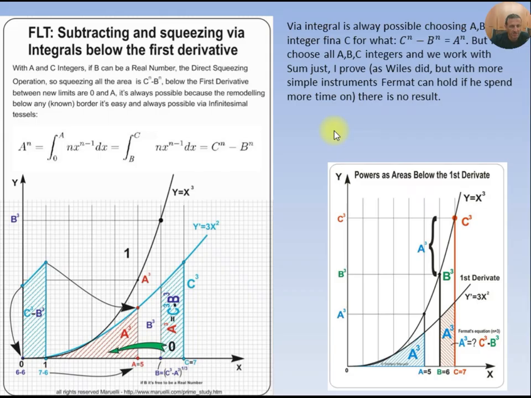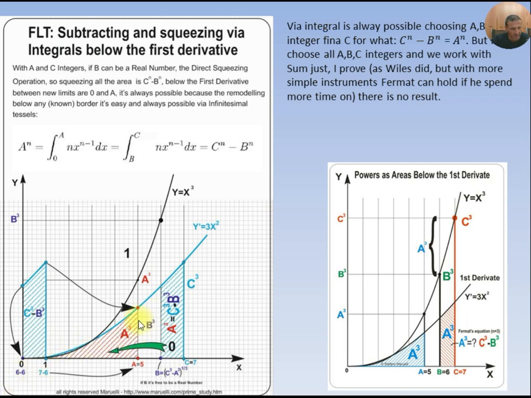All will be very simple once we put it on the Cartesian plane, and we remember that this area is c cube, with c left free to be a real. This is a cube, this is b cube, so the difference c cube minus b cube is this area, and it is clear with the integral, so leaving this one a real variable, we can squeeze this area below the first derivative from 0 to a. So for sure there exists a real c for which this area becomes equal to this one.